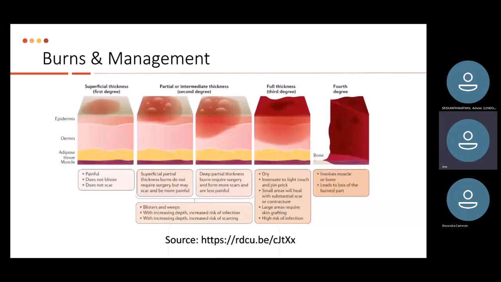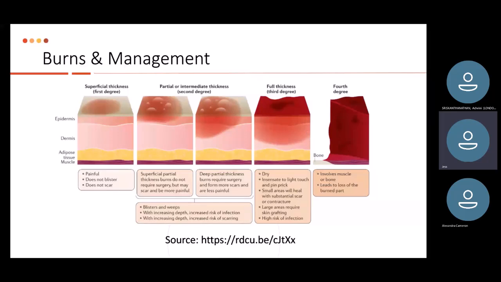In terms of burn thickness, you can get superficial, partial, full thickness, or fourth degree, and essentially these describe the different extent to which the skin barrier layers are impaired. Things just to note are that superficial and partial are painful. This is because the pain receptors are maintained in these cases, whereas if you look at a full thickness burn, they're painless, or they're very insensate, because basically you've damaged a lot of the touch receptors in the skin, and so they can't feel anything.